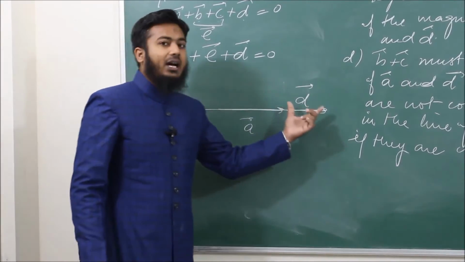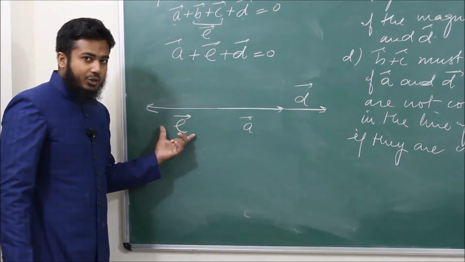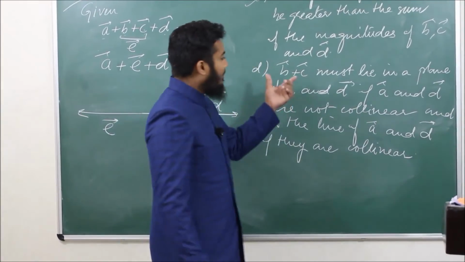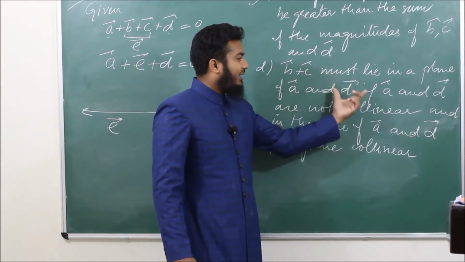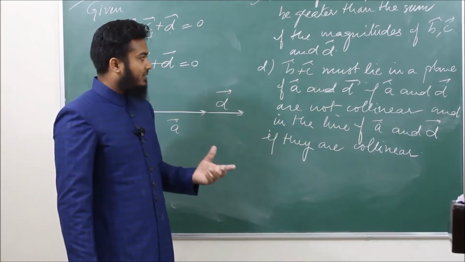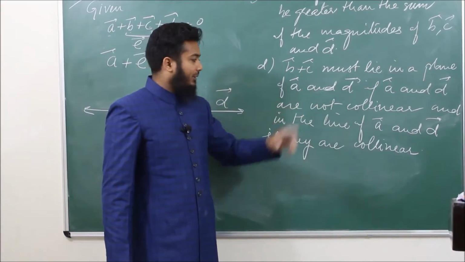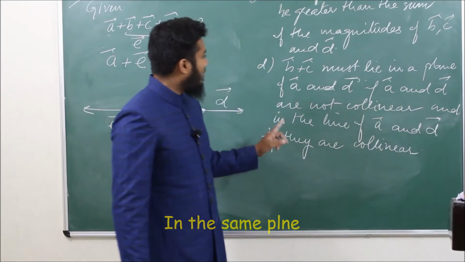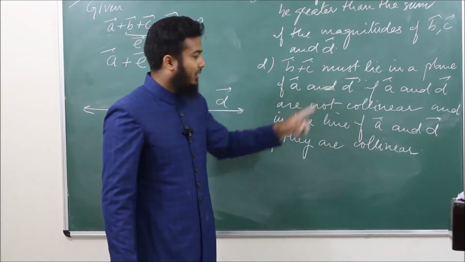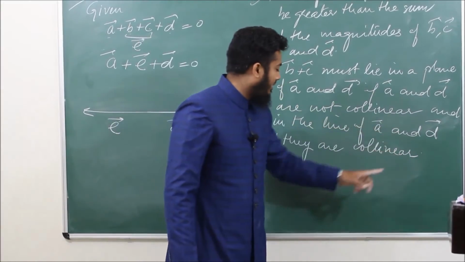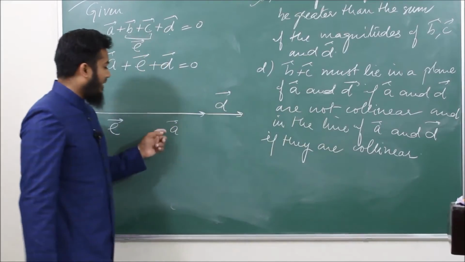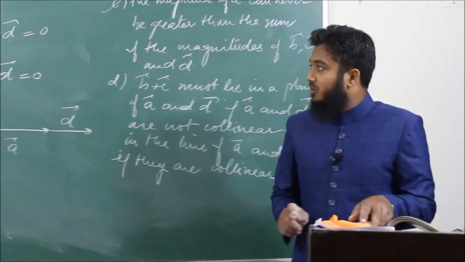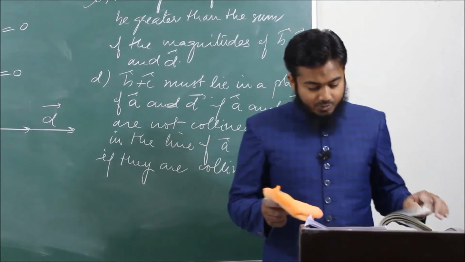So if A and D are collinear, then E, which is B plus C, must also be in the same line. So B plus C must lie in the plane of A and D if A and D are non-collinear. Yes, B plus C will be in the same plane of A and D, and in the same line of A and D if they are collinear. So if A and D are collinear, then B and C will also be on the same line. So this was question number 7. Now let's move on to the next question.